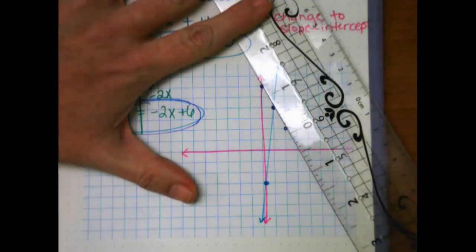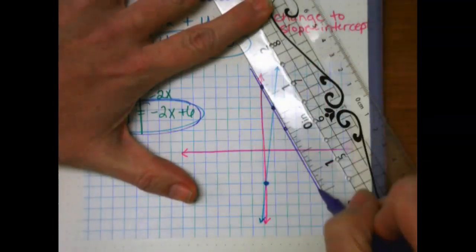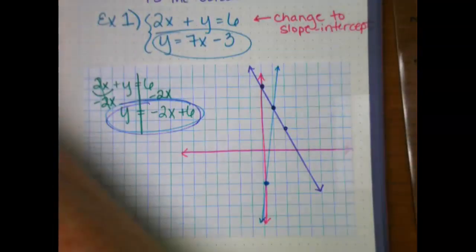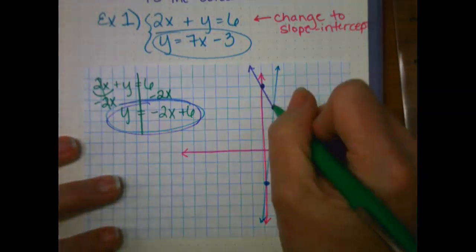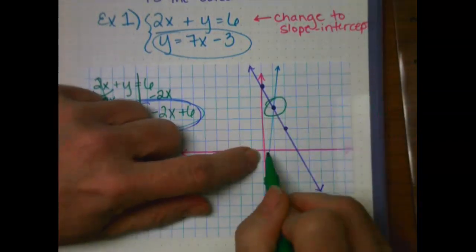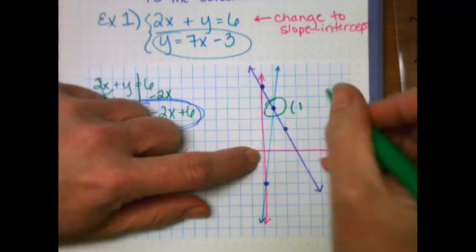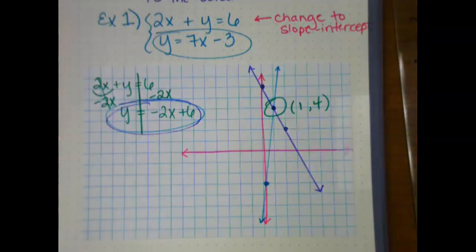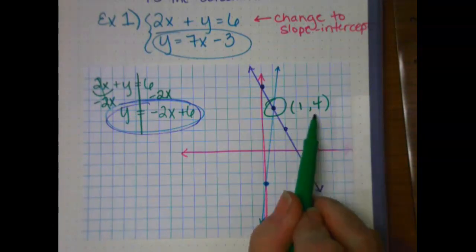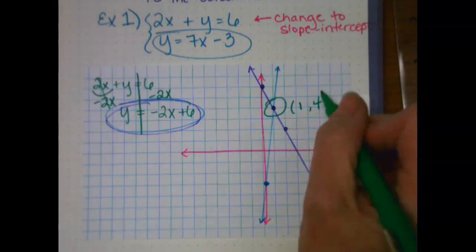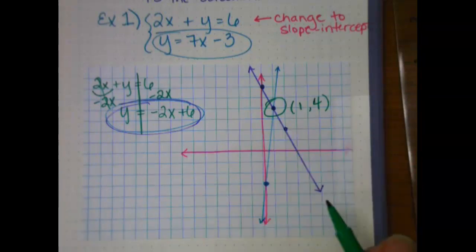My solution to this system of equations is the point where they meet. So in this case, it's this point, and that point is 1, right? And 1, 2, 3, 4. So the point is 1, 4. Now what you'll notice is that this x and y value makes both of these equations true because that's what the solution is, right? It's the x and the y value that make both of them true. That's points on that line.